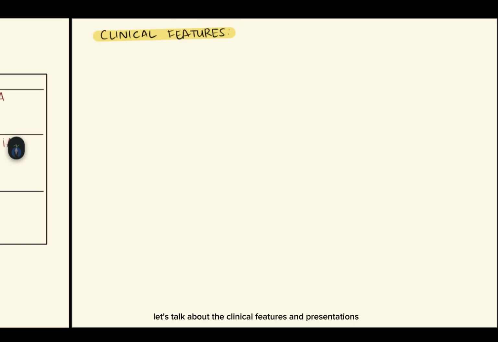Let's talk about the clinical features and presentations of these patients. So the average age of presentation of these patients is around 60 years, 64 to be precise, and 65% of these patients are going to be males. Hypertension is the most common risk factor that is present in majority of the population.